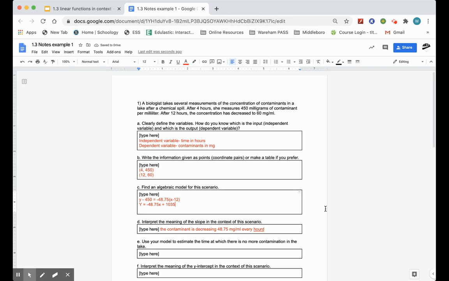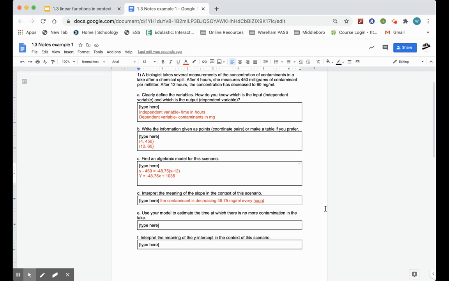So it says use the model to estimate the time at which there is no more contamination in the lake. So no more contamination would mean when y is 0. So I'm finding x comma 0, because remember the dependent variable is the contamination. So I'm going to sub in 0 here, and I'm going to solve for x, and that will give me the time. And so this is a nice two-step equation.